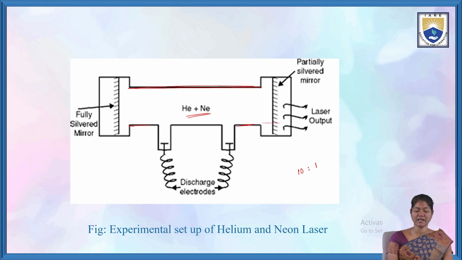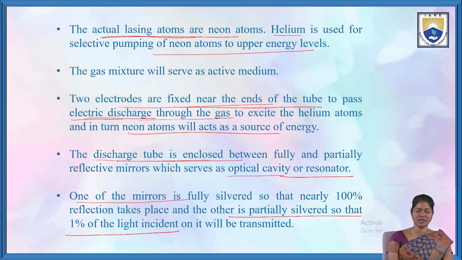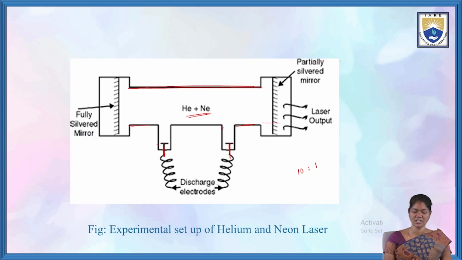Near the end of the tube, two electrodes are fixed. Through these electrodes, we are passing an electric discharge. When this electric discharge passes through the gas, what happens? It excites the helium atoms, and in turn the neon atoms act as a source of energy.